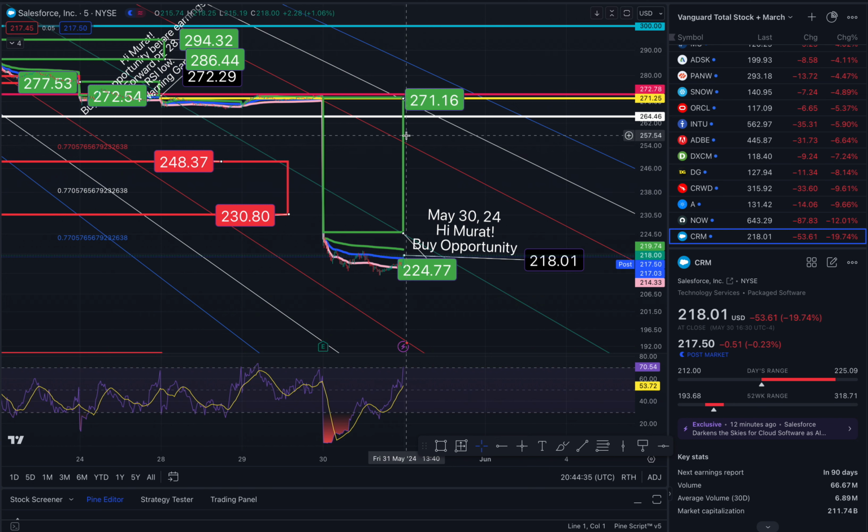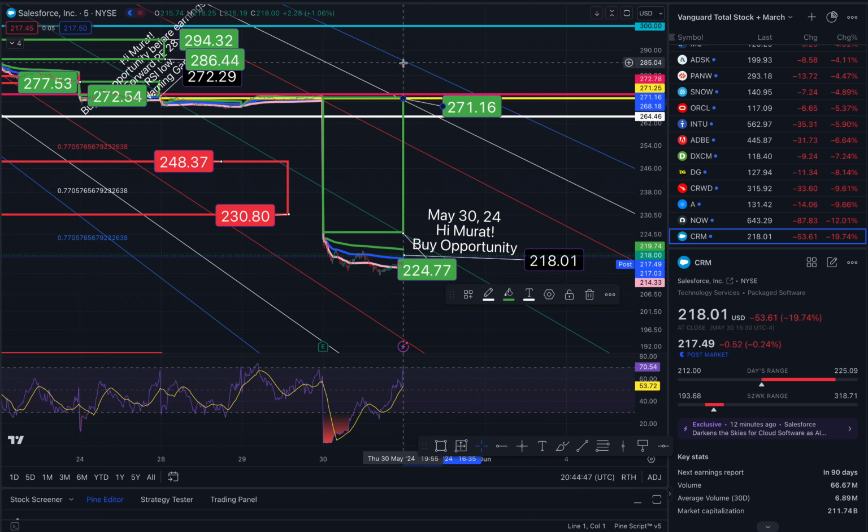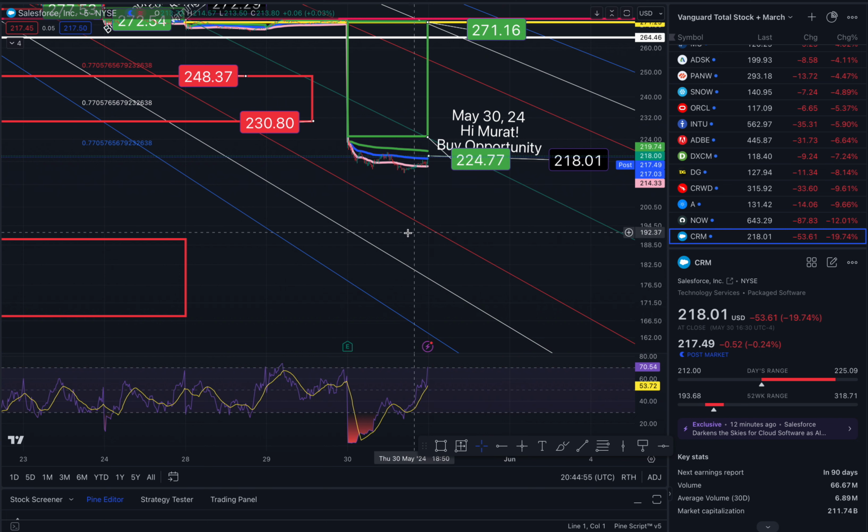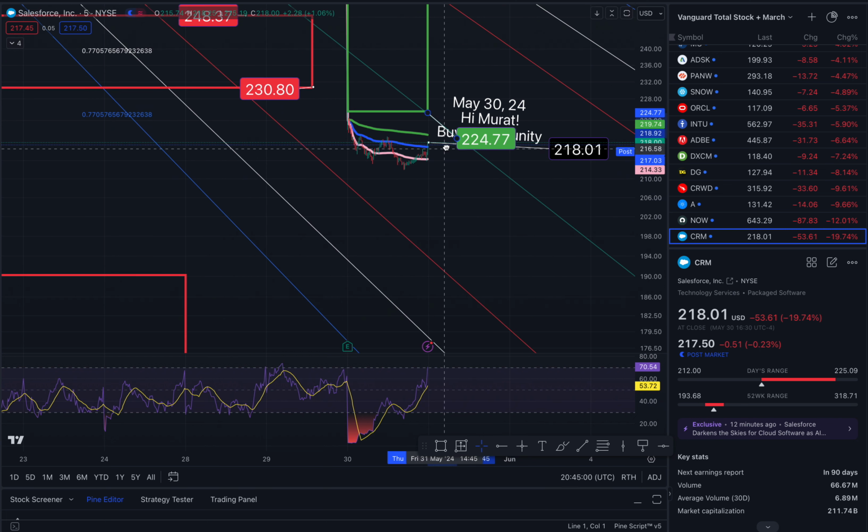Then the next target will be 2 standard deviations, 255.44. And then this gap will close out at 3 standard deviations, roughly 271.16, and then 285.46. We are not in that channel, not in the zone, just something to be aware of when we see better days ahead.